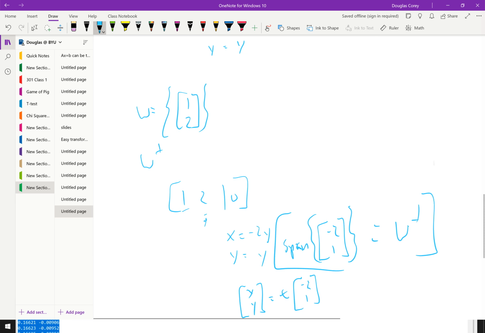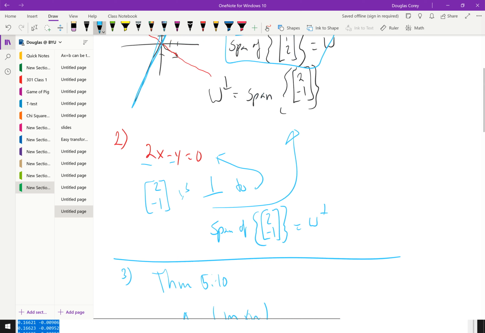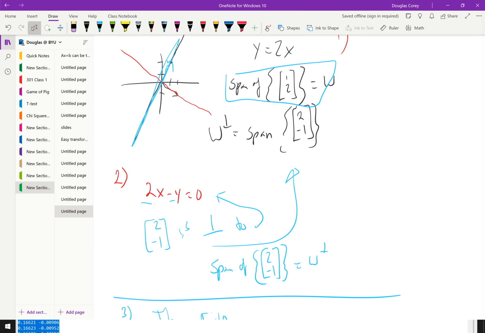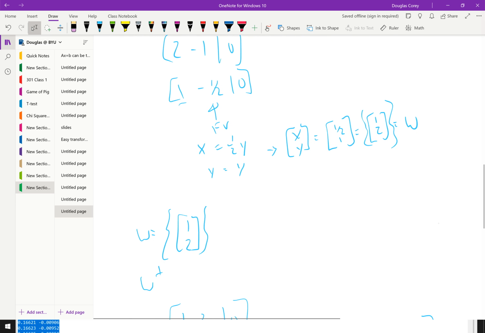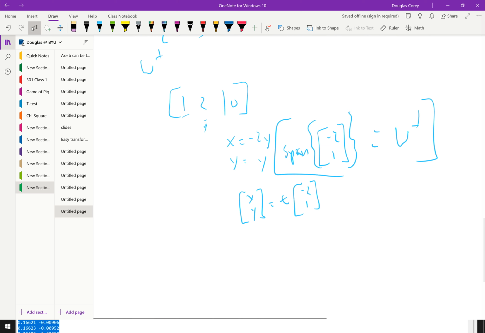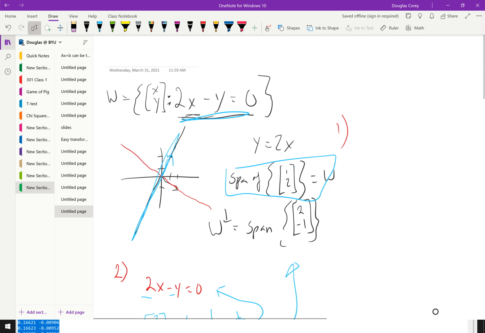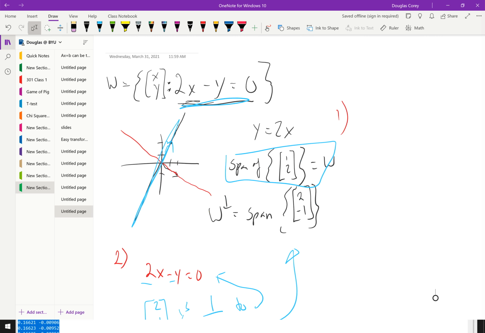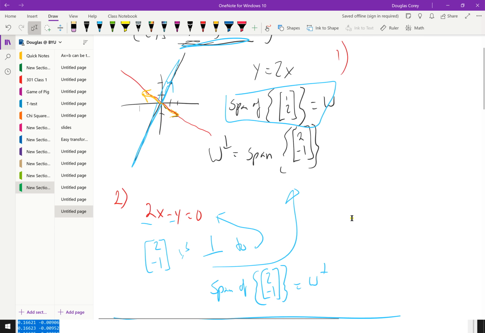Now, you might say, Brother Corey, that's written a little different. Before we were getting spans of 2 and negative 1. You got spans of negative 2 and 1. But that doesn't matter because they're still on the same line. One is pointing in that direction and one is pointing in this direction. Oops, my line's not very good. So it doesn't matter. The span of either of those is still the same line.